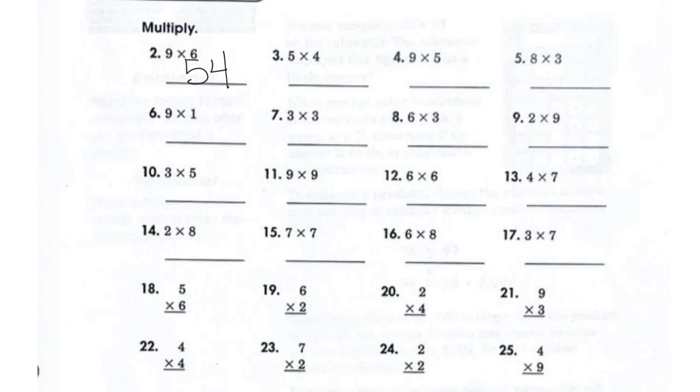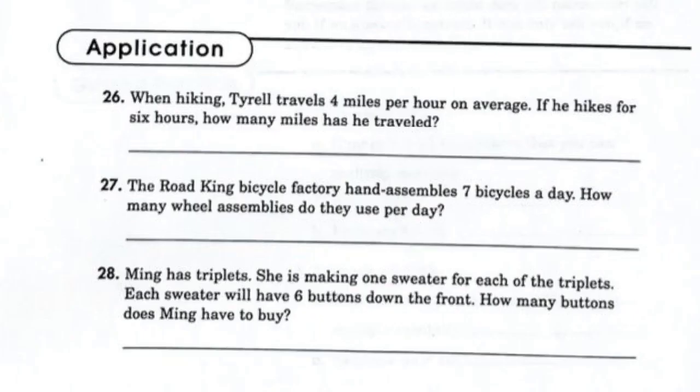Now, on number 3, if I was sitting there going, okay, 5 times 4, oh, that's 15. But when I checked it on my calculator, it was wrong. So I'm going to cross it out and I'm going to write the correct answer. So try these problems on your own. Go back and check them with a calculator. So stop the video now and do problems 2 through 25.